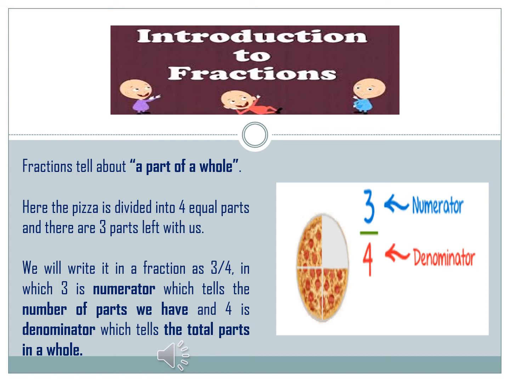Here the pizza is divided into 4 equal parts and there are 3 parts left with us and 1 has been eaten. If we try to write down the fraction for the part that we have eaten, we'll write the fraction as 1 by 4. So you need to focus on the vocabulary, numerator and denominator. Learn the spelling as well, because the biggest mistake students make is in the spelling of these words, numerator and denominator.